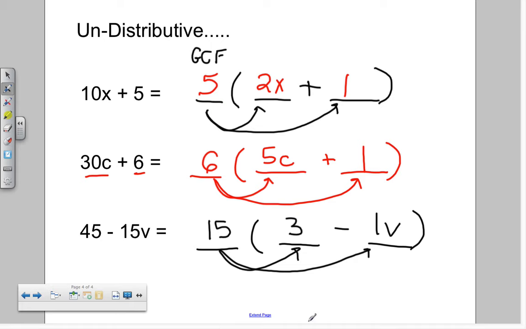Again, the hardest part of this is the undistributive, but overall, this is kind of a tricky concept, and then when you get good at it, I think you'll start to really like it.